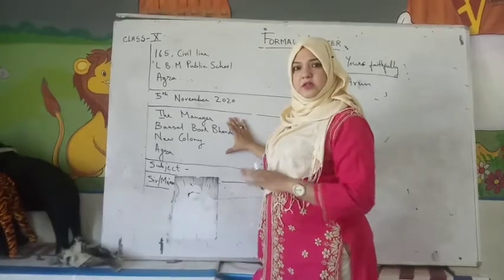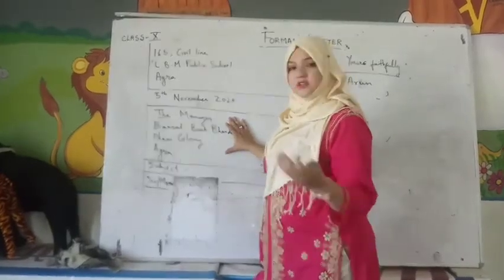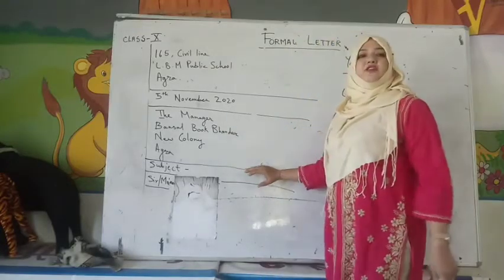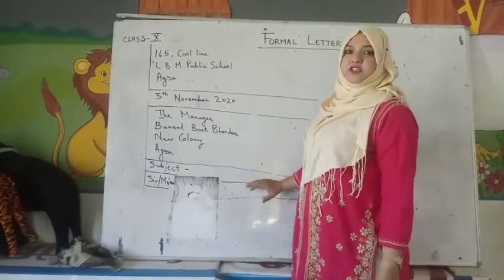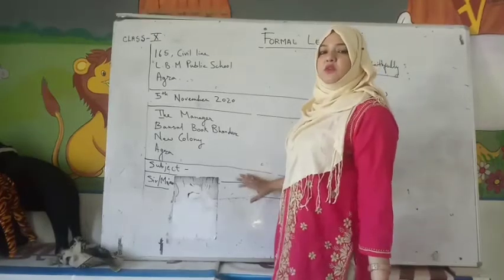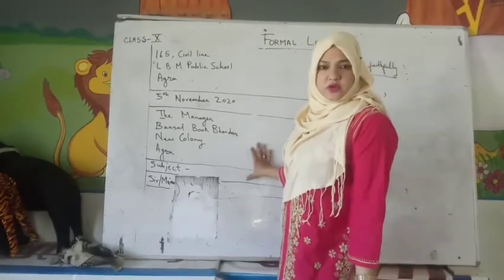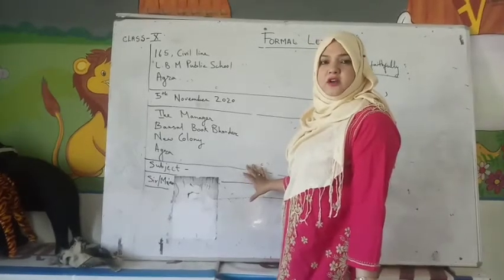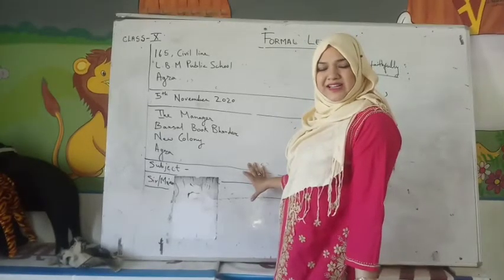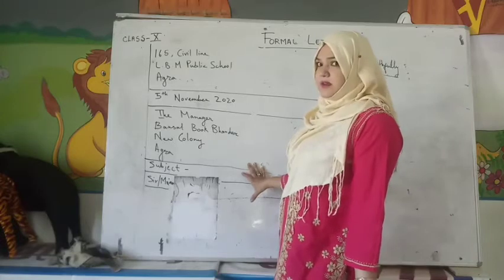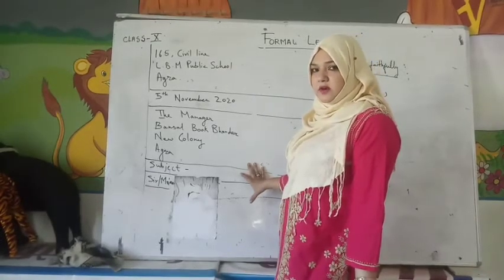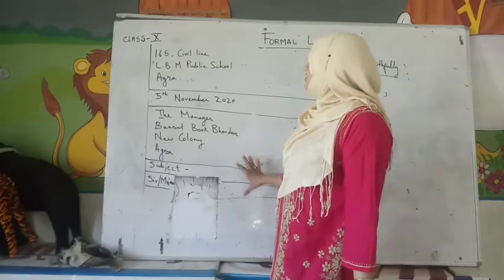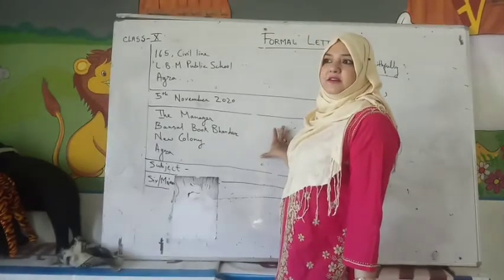After writing the address of the person whom you want to complain to, you leave one line again. Then you have to write the subject. Subject is what the letter is about. The subject should always be a short one line. That's it. It should be in one line, not 2-3 lines. The subject should be short and it should be the summary of what the letter is about.